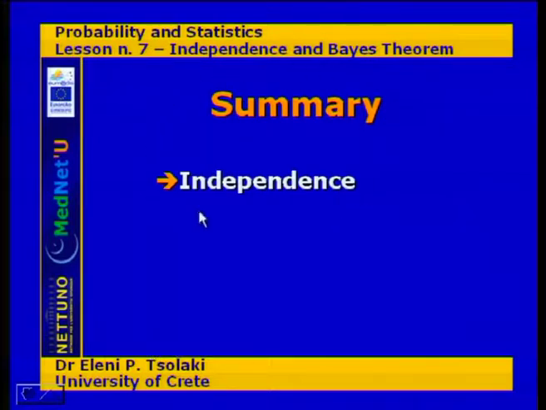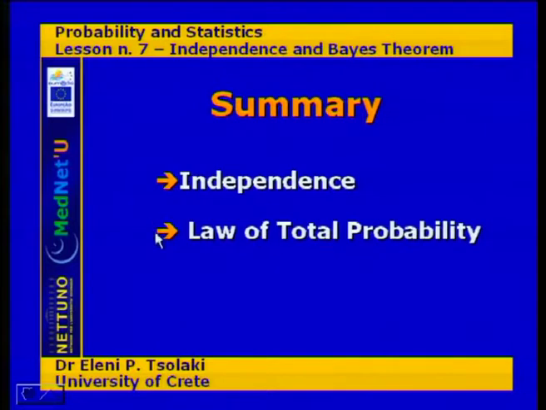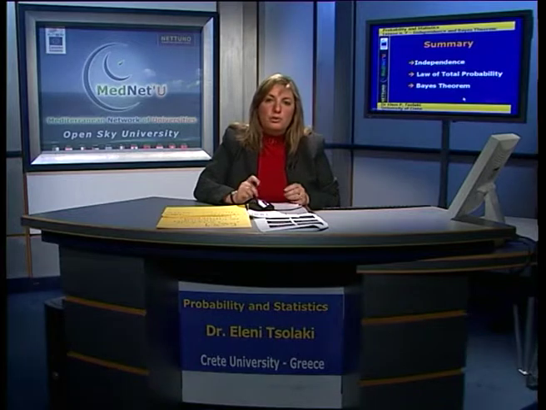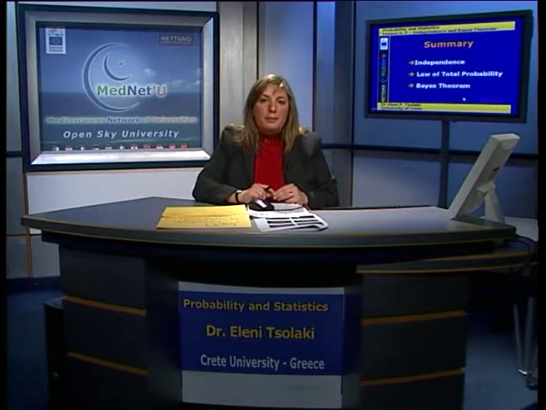So here in this lesson, we have seen what independence is. We have seen the law of total probability, Bayes' theorem, and some examples of how to use the law of total probability and Bayes' theorem.